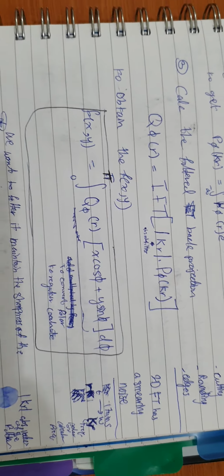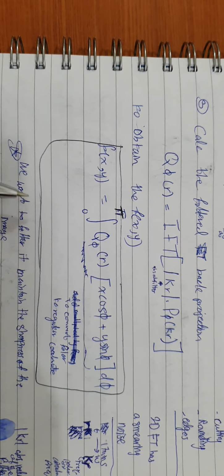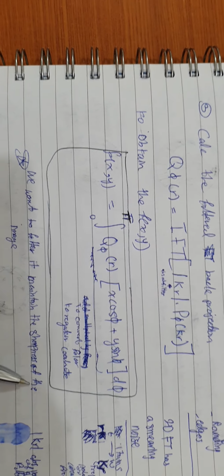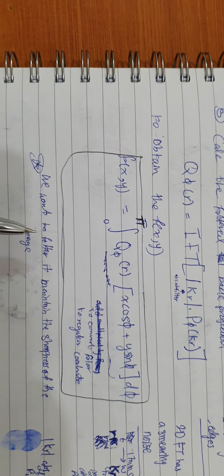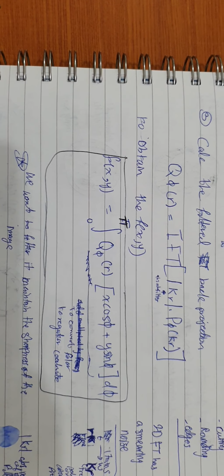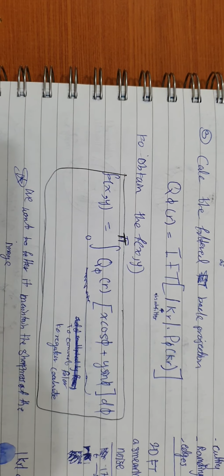That's it. We want to filter it to maintain the sharpness of the image, which is crucial when you are using this to classify structures in the body.